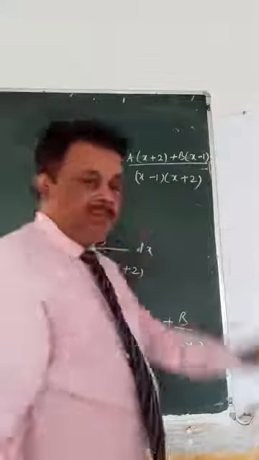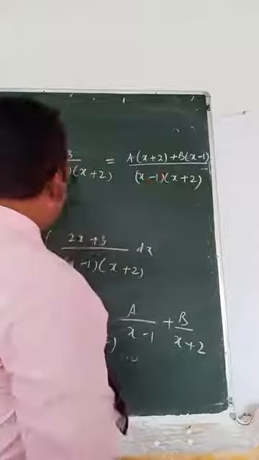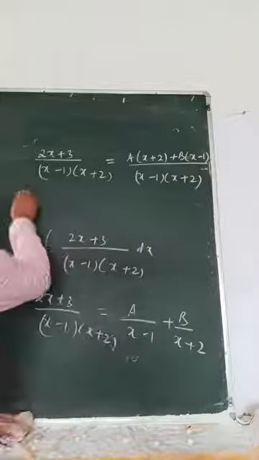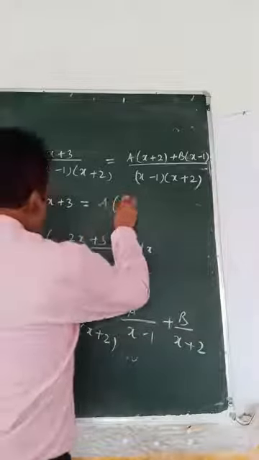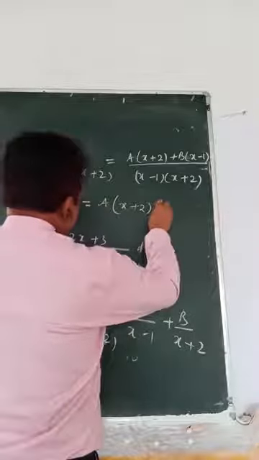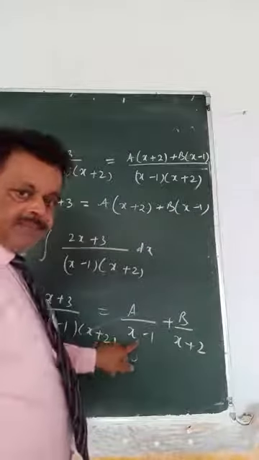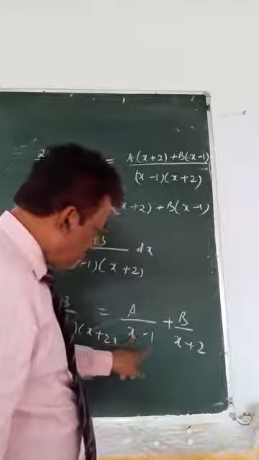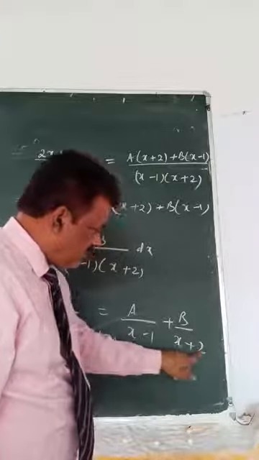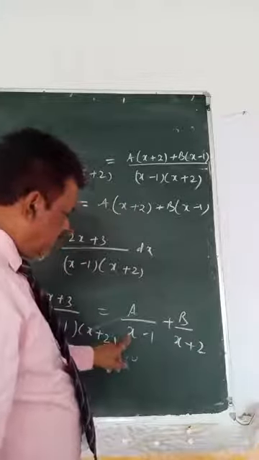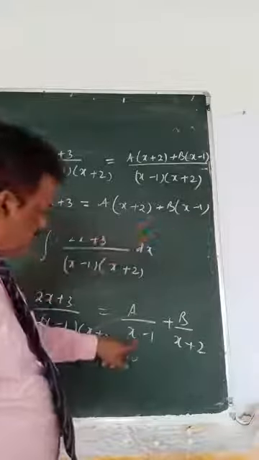Okay, now you have to compare. The denominator equals the denominator, so the numerator will be equal to the numerator. So this implies 2x + 3 equals A into (x + 2) plus B into (x - 1). Now go back to this line. What values of x will we put? It will be 1, and then -2, so that the terms become 0. So let's start here. Put x equal to 1 in all this.